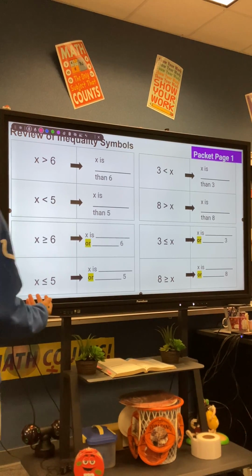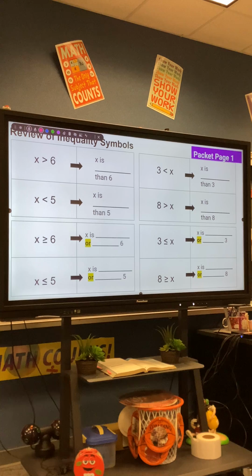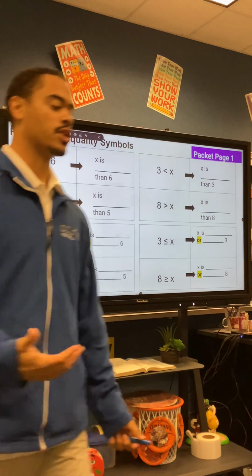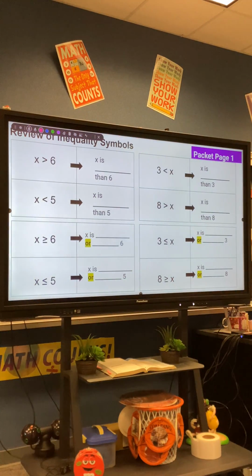So today we're just going to talk about inequalities. We won't really be doing any math. We're just doing a nice little review section for y'all, going over what inequalities are and then how we map them. That's all we're doing today.